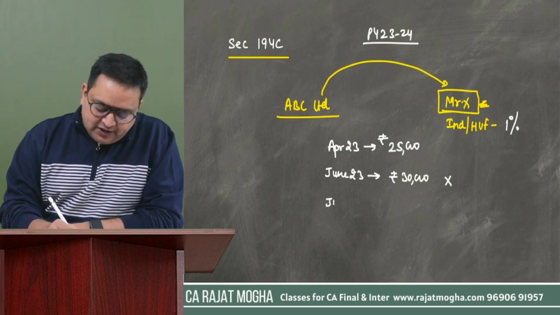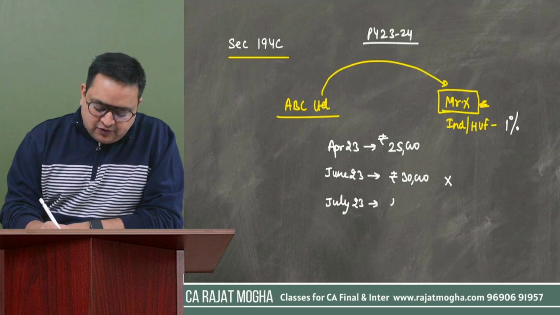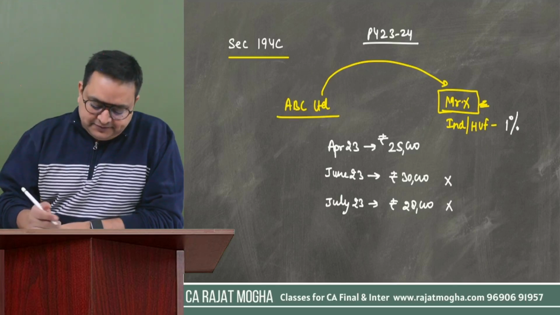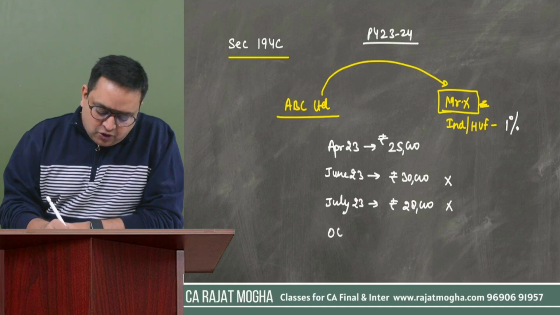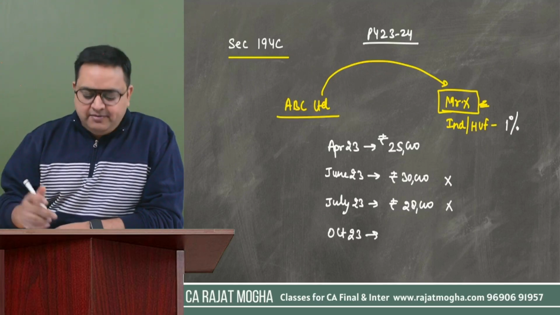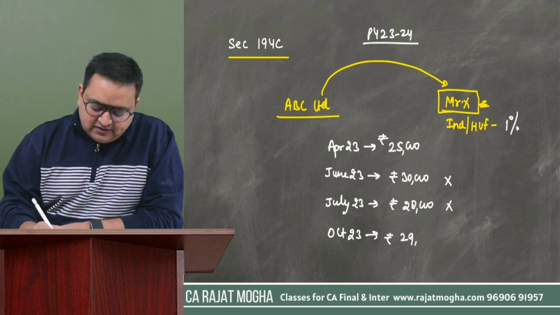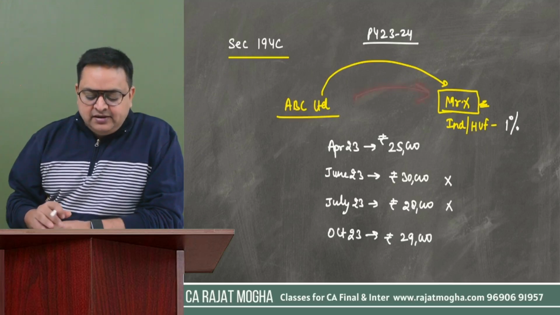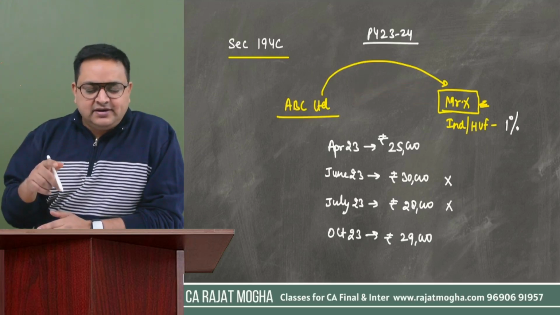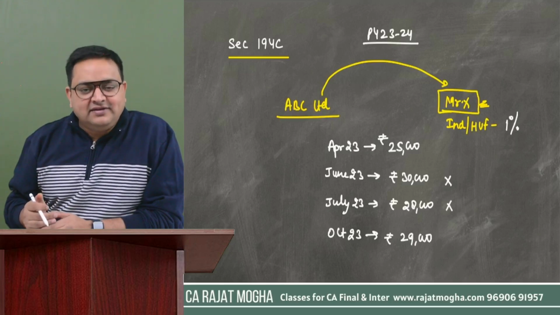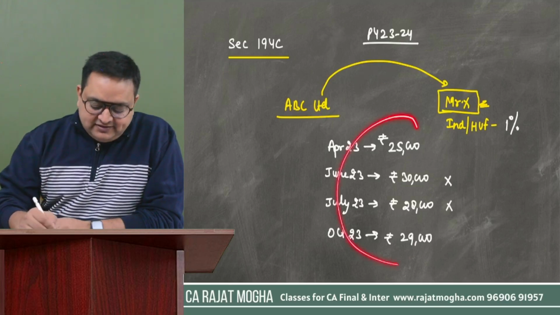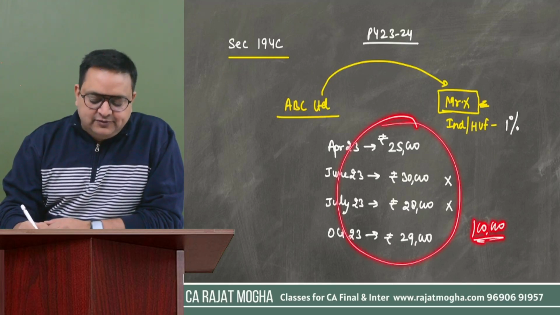In the month of, let's say, July 23, we are again giving him a contract of rupees, let's say, 28,000. How much would be TDS? No TDS. Why? Because the amount is not more than 30,000 rupees. In the month of, let's say, October 23, we are again giving him a contract of rupees, let's say, 29,000. Now, the total payment which we are making to Mr. X during the year, there are cases of multiple contracts. So in case there are multiple contracts, and if the aggregate of such multiple contracts exceeds 1 lakh rupees, then TDS will come into picture.